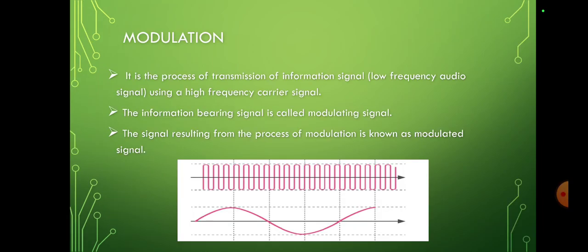Let us first discuss what modulation is. Modulation is the process of transmission of an information signal using a high frequency carrier signal. The information bearing signal is called the modulating signal. The signal resulting from the process of modulation is known as the modulated signal.